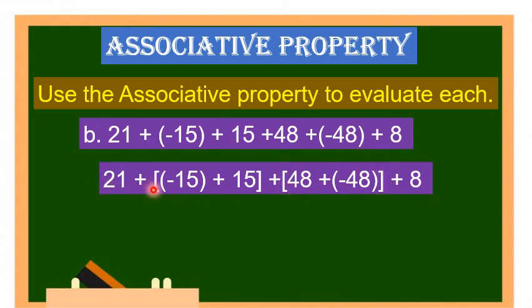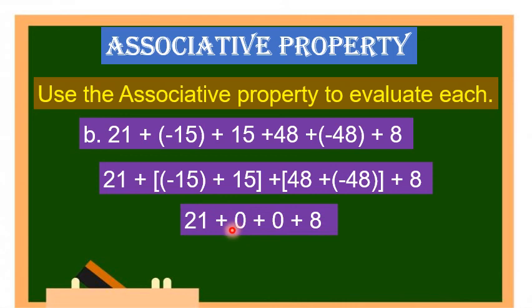Okay, so we have 21 plus quantity negative 15 plus 15 plus quantity 48 plus negative 48 plus 8. Okay, so we have 21 plus 0. Negative 15 plus 15 is equal to 0. And then plus 48 plus negative 48 is equal to 0. And then plus 8. Okay? 21 plus 0 plus 0 plus 8 is equal to 29. Very good. Nasabtan ninyo class? Associative property of addition? Nasabtan. Very good. Okay?